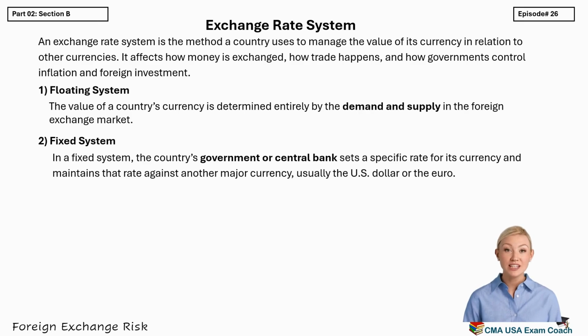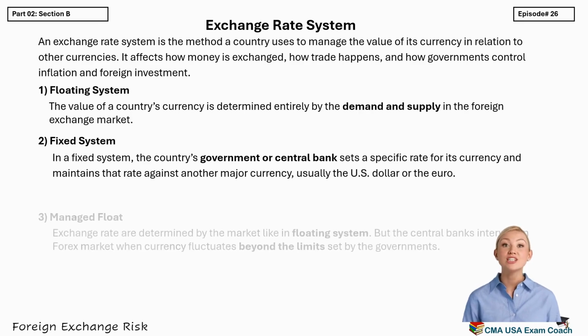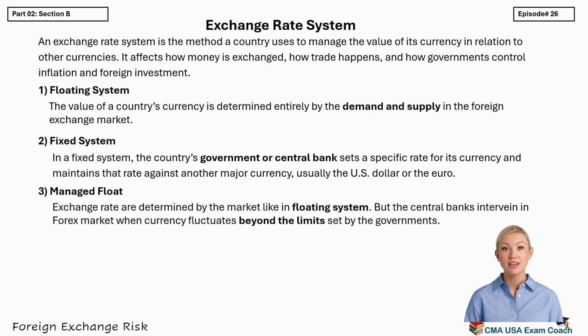The third type is the managed float system. Here, the exchange rate is mostly determined by market forces, like in a floating system, but the central bank sometimes intervenes. This means, if the currency moves too far up or down, the central bank will buy or sell currency to bring it back within an acceptable range. India is a good example of a managed float system. The value of the Indian rupee is mostly market-driven, but the Reserve Bank of India intervenes when the rupee becomes too strong or too weak. China also follows a managed float, allowing the yuan to move within a specific band. This system offers a balance between flexibility and control.